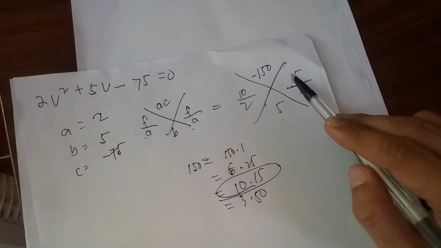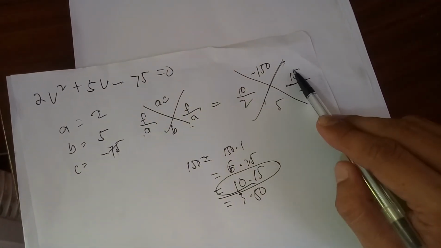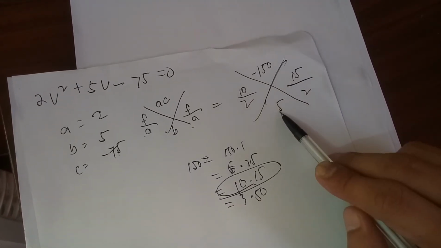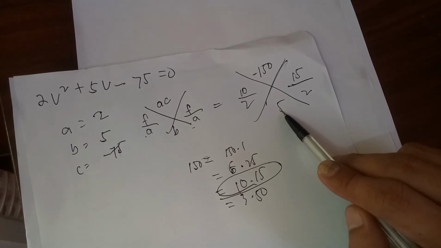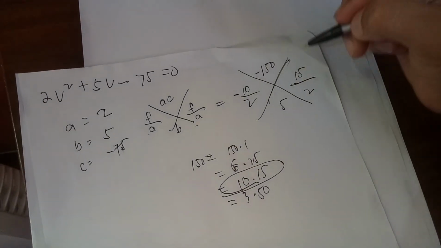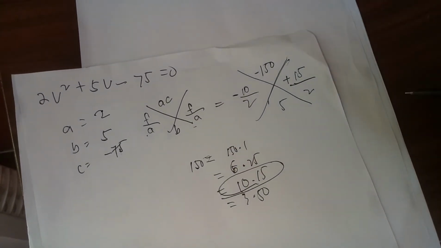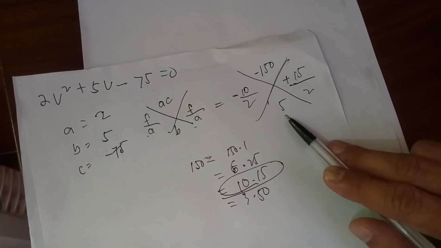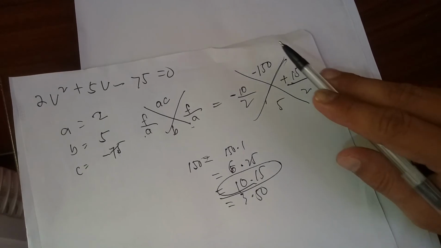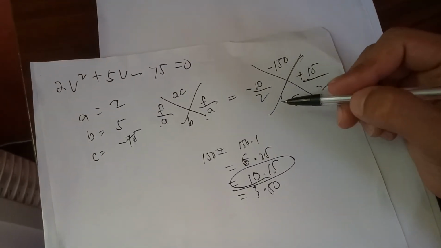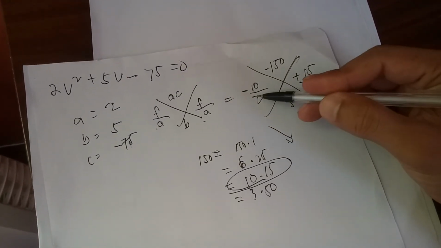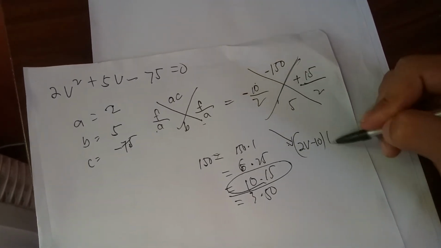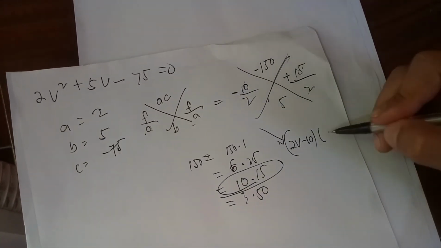So one of these must be or should be negative. Which is negative? Is it 10 or 15? And where you could get a sum of 5. I think 10 should be negative and 15 will be the positive, because negative 10 plus 15 is positive 5. And negative 10 times 15 is negative 150. So therefore, this is 2v minus 10, and 2v plus 15.